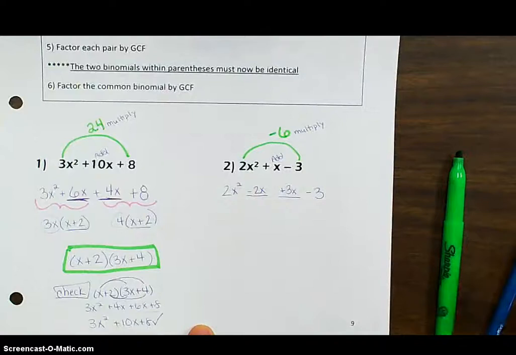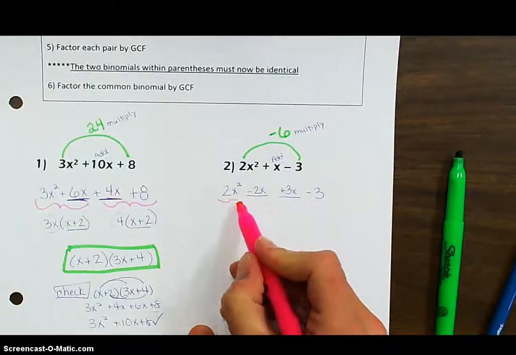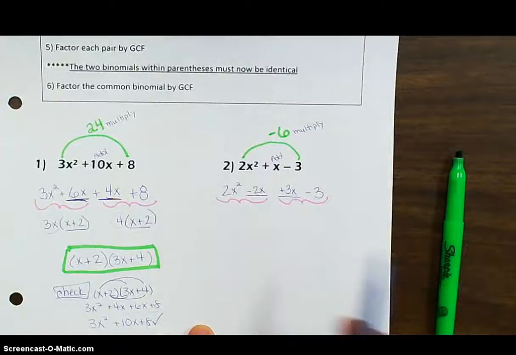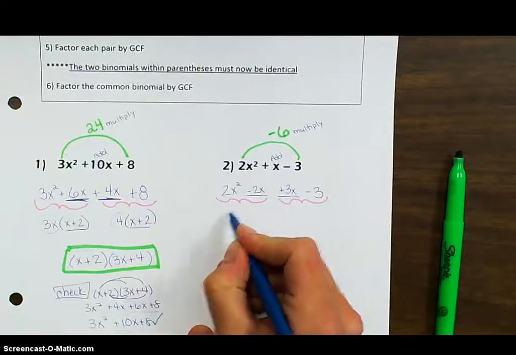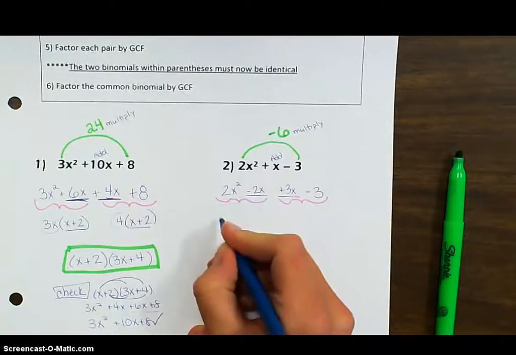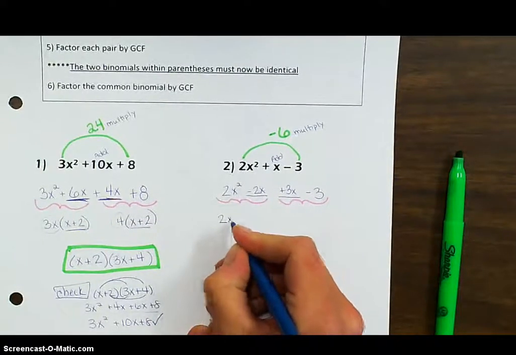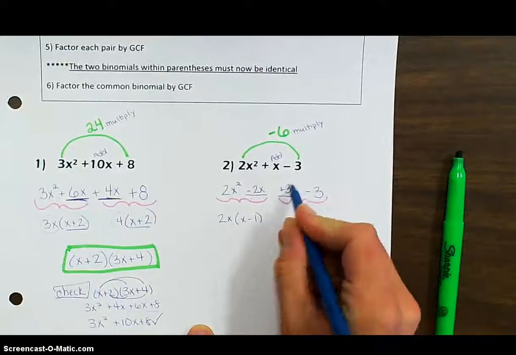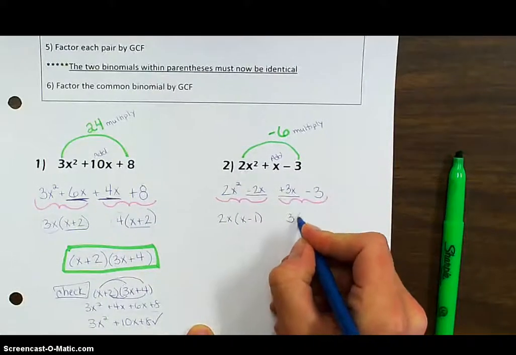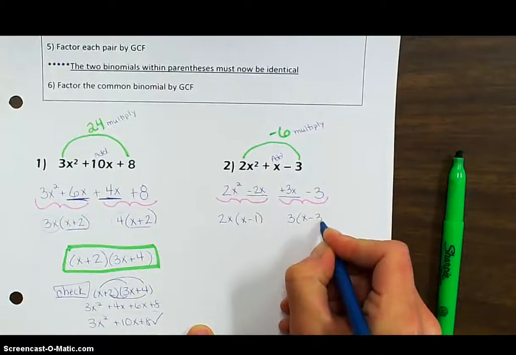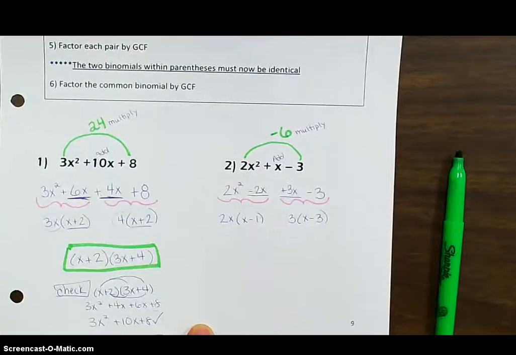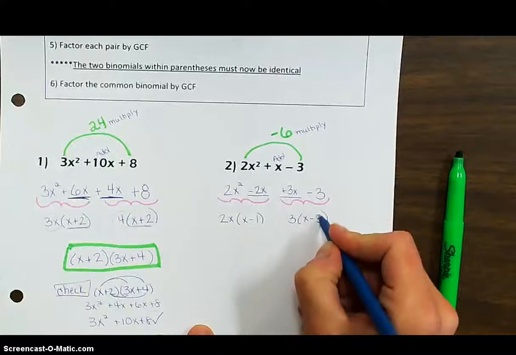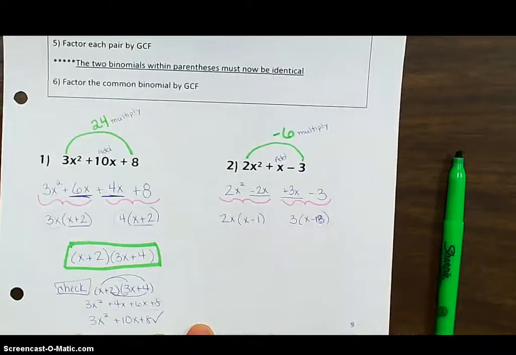Okay, now that I've broken it down, I can use my grouping. So I'm going to group these two together and these two together. And now we're going to use GCF factoring. So the GCF here is 2x. So I'm going to be left with x minus 1. My GCF here is a 3, and we get x minus 3. Now if I look, oops, nope, I put the 3 on the outside. This would be x minus 1.